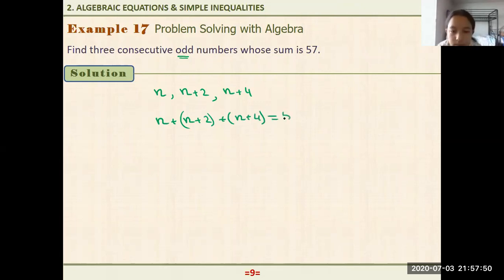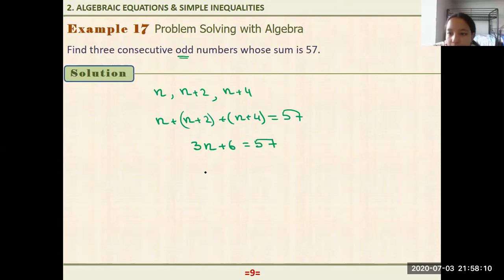That is equal to 57. So that is our equation. Now we have to solve it. Simplify first: n plus n plus n, that is 3n. 2 plus 4, that is 6. On the right hand side, we have 57.